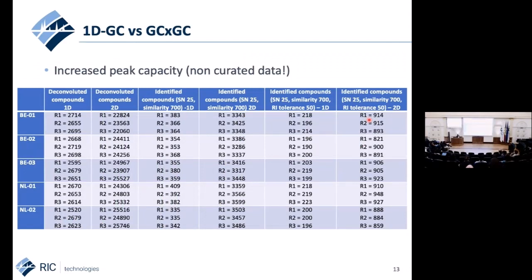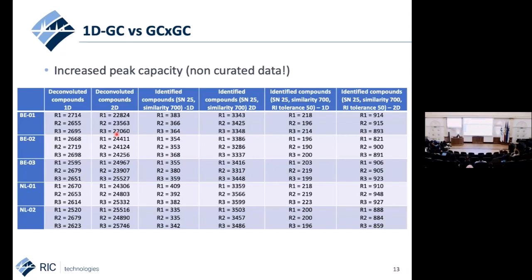What we did, first of all, was just the deconvolution of our data. And what you will see is that when we compare the 1D data with the 2D data, we have about a factor of 10 more information. While we deconvoluted about 2,500 compounds in the data generated in 1D, we had about 20,000 compounds deconvoluted when we did GC×GC. Of course, these are deconvoluted data.